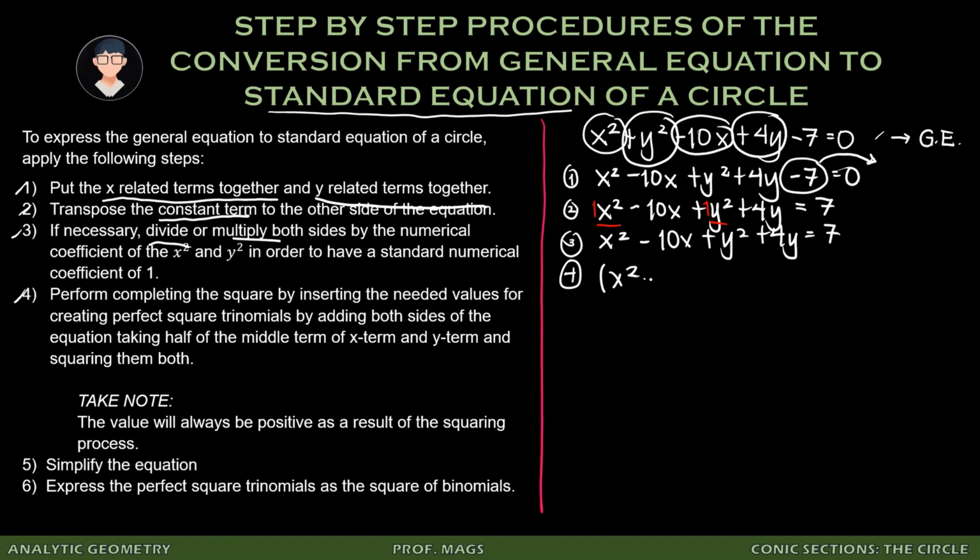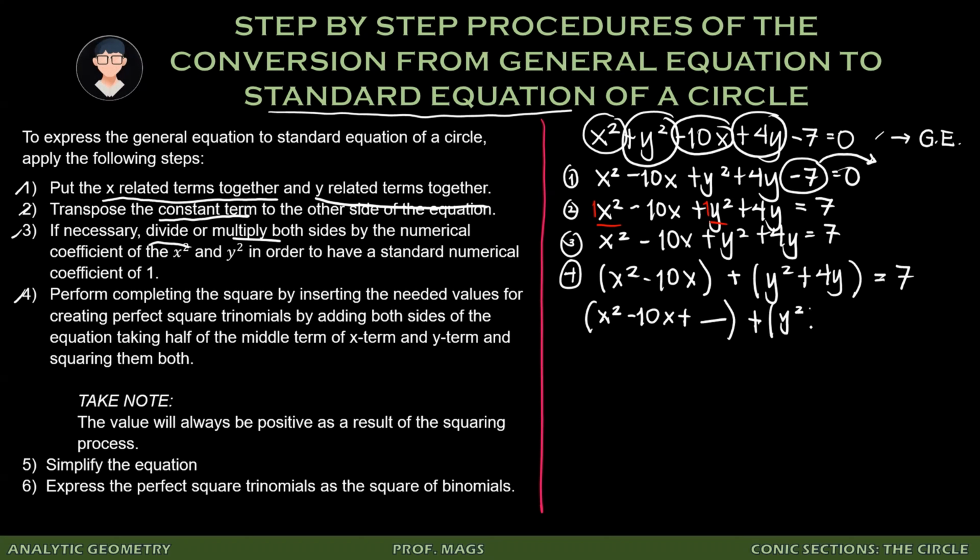So x squared minus 10x. Pansinin nyo, nilagyan ko siya ng parenthesis for groupings din. Plus, open parenthesis, y squared plus 4y, close parenthesis, is equal to 7. So, pwede lagyan natin ng blank space. Yung blank space na yan, dyan natin ilalagay after we completed the method, yung completing the square.